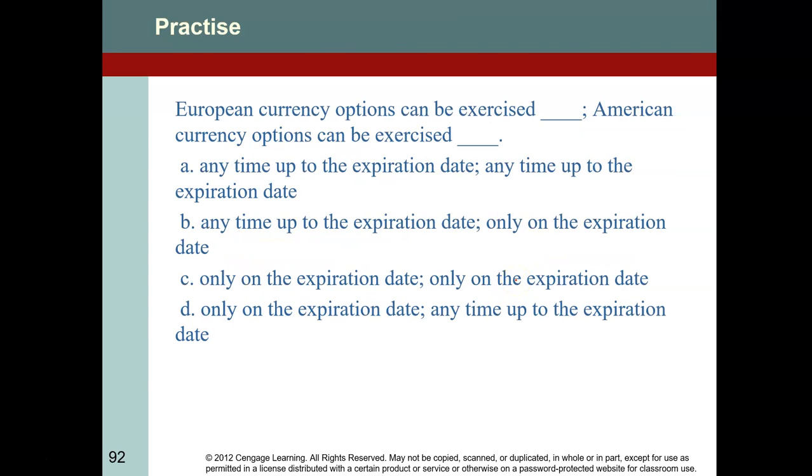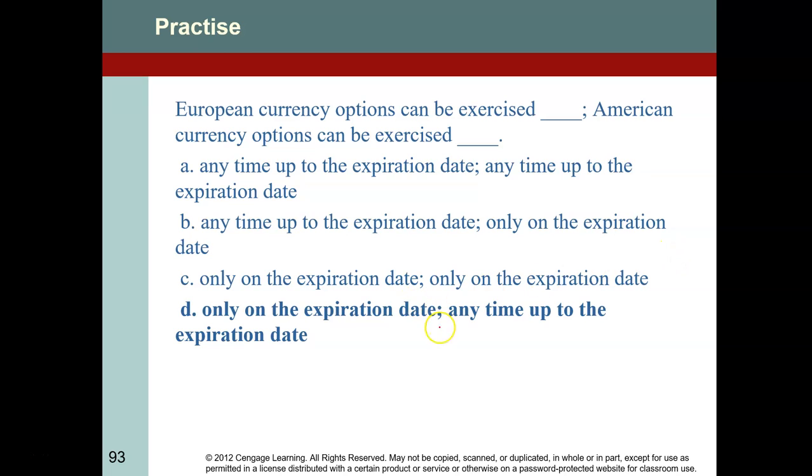Okay, let's look at this practice. I'm going to show you the answer here so you are clear. You can see clearly the difference between these two. A European currency option can be exercised only on the expiration date. American currency options can be exercised anytime up to the expiration date. So American style is more flexible, and European style is more restricted. Any other options are not correct here.